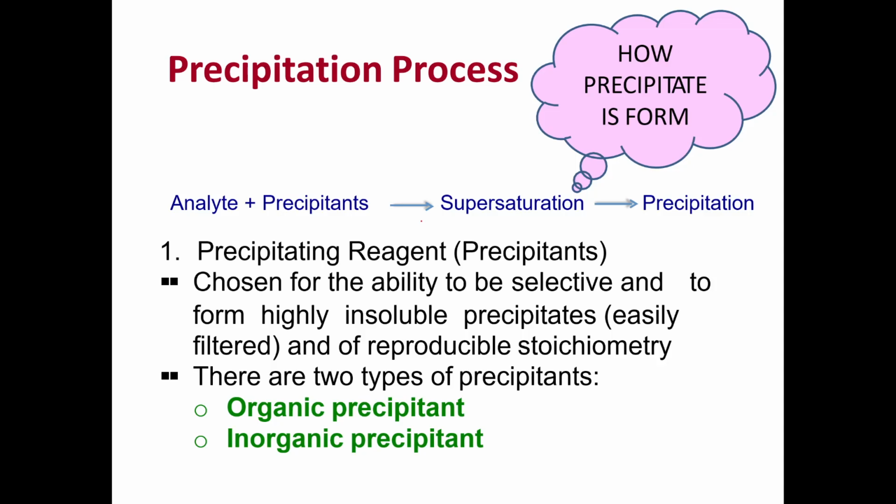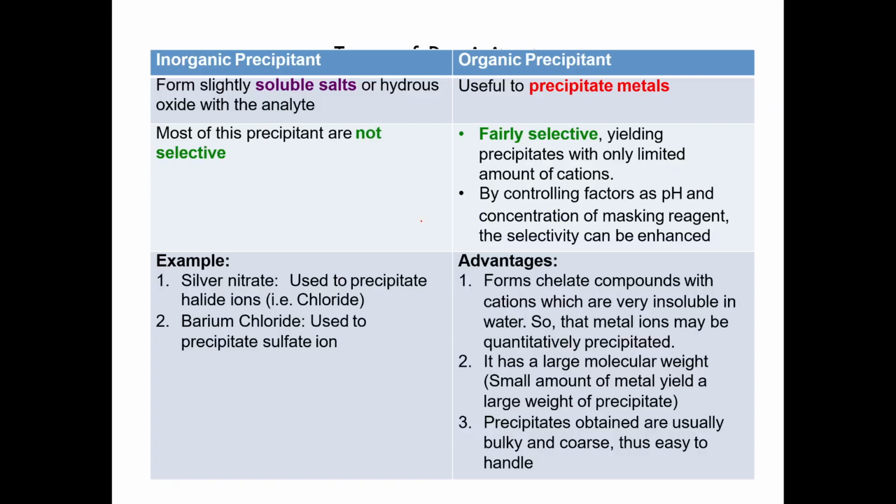So there are two types of precipitant, which are the organic precipitant and the inorganic precipitant. So this is the comparison between the inorganic precipitant and the organic precipitant. Okay, so the inorganic precipitant forms a slightly soluble salt. Okay, so they can produce salt. Compared to that, the organic precipitant is useful to precipitate metal. Okay, and most inorganic precipitants are not selective, and organic precipitants are very selective.